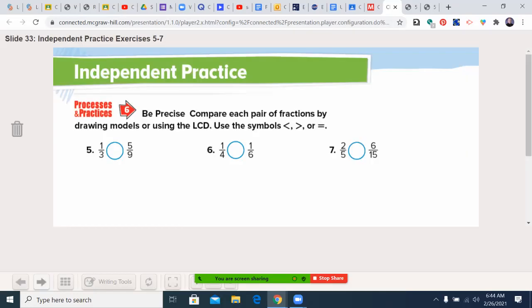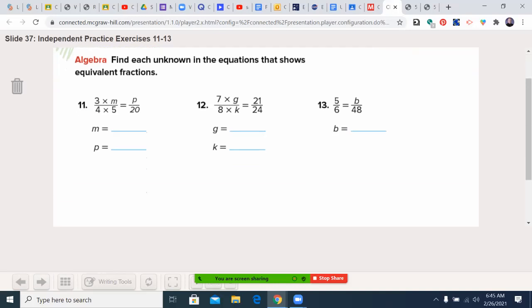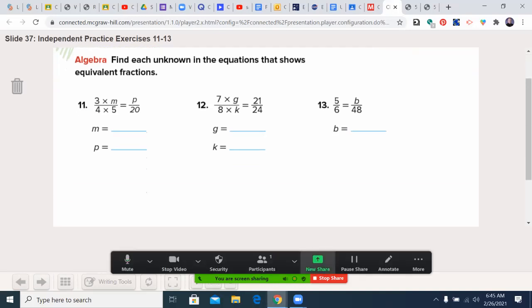All right, I'm going to jump down for a couple more problems all the way to the number 11. Find the unknown in the equation that shows. And let's do one of these together, and I'll have you do 2.